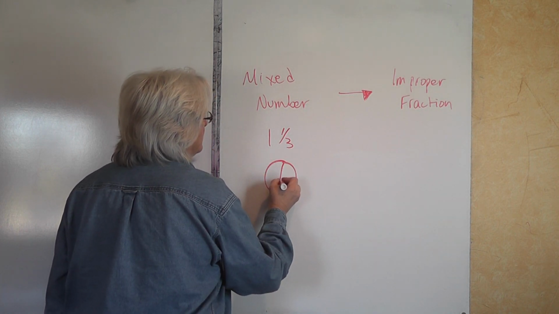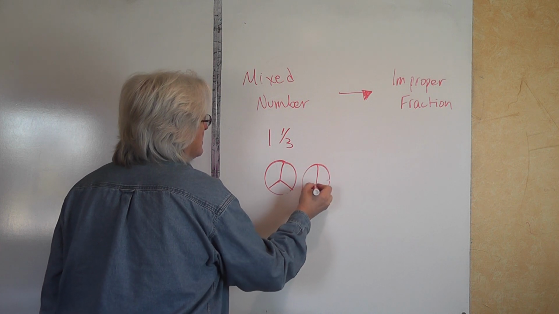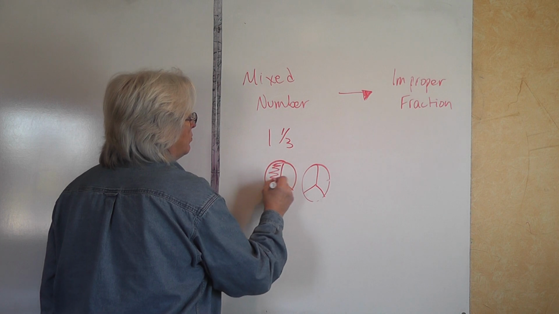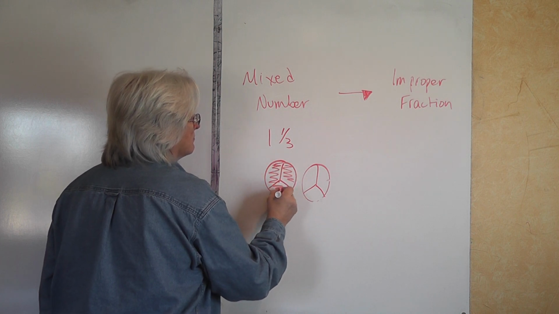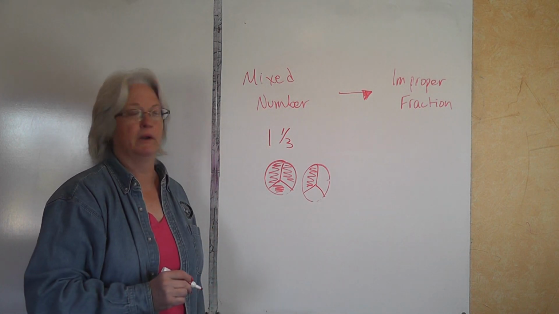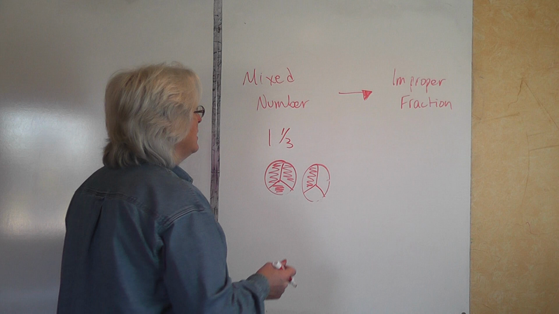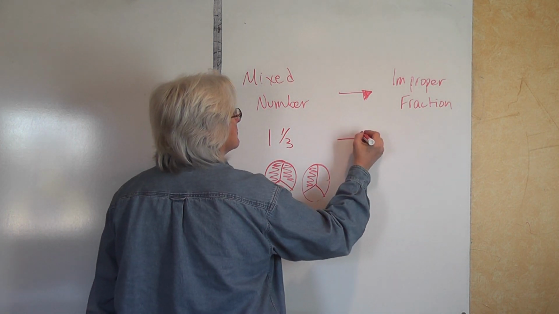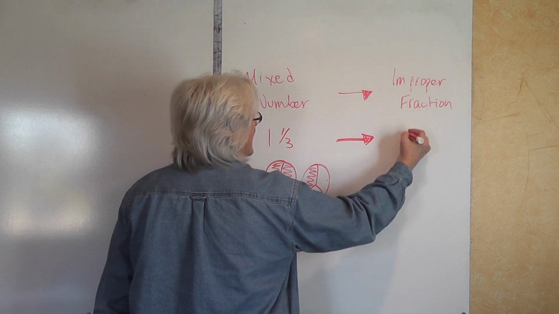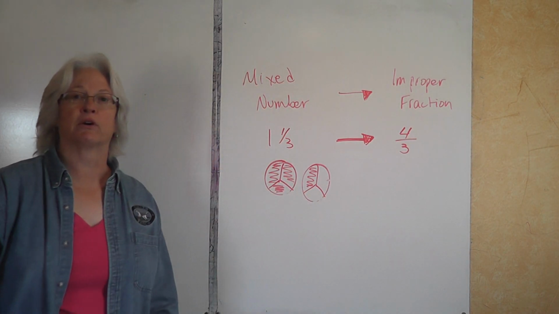We have 2 wholes. Both of these have been divided into thirds. We've counted 1 whole one and 1 of 3 parts of the second one. So how many thirds is that? 1, 2, 3, 4 thirds. 1 and 1/3 written as an improper fraction is 4/3.